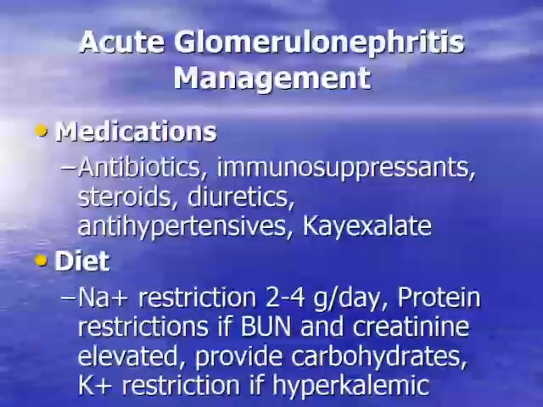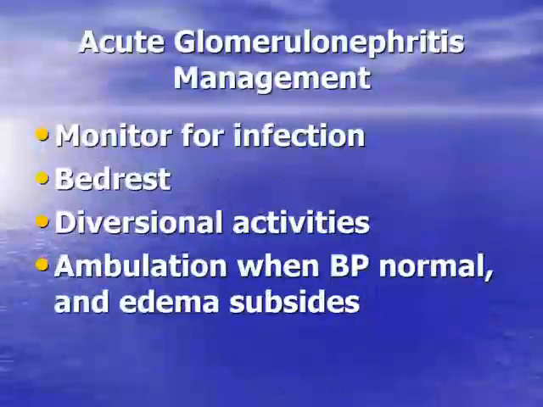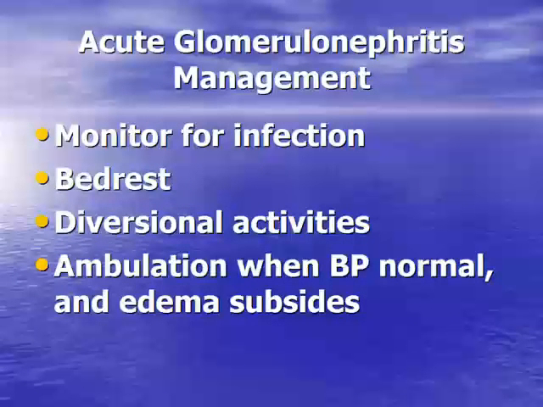Many patients also need to be put on antihypertensive meds, and one commonly used antihypertensive is an ACE inhibitor, which can actually decrease the protein loss and slow progression of renal failure also. So it kind of has a twofold effect. And in your book is a nice nursing care plan on glomerular nephritis, so make sure you take a look at that. Watch for infection in these patients, keep them on bed rest, diversional activities, and they can ambulate once that blood pressure returns to normal and the edema has started to decrease.